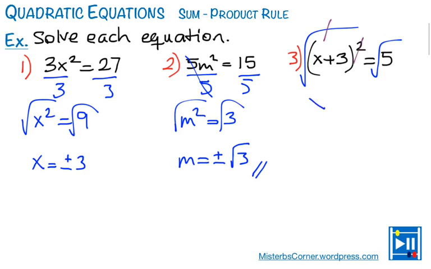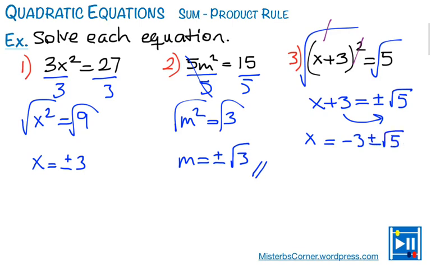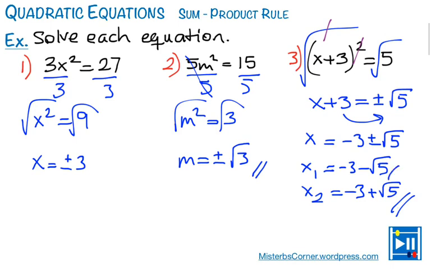We end up saying x plus 3 equals plus minus root 5. So if you just get rid of that 3 here, you're going to end up saying that x equals minus 3 plus minus root 5. Sometimes it's a good idea to write down x1 is minus 3 minus root 5, and x2 is minus 3 plus root 5, especially in this case, for example, right? So, again, unless you're asked to write a decimal, you just keep them as is.